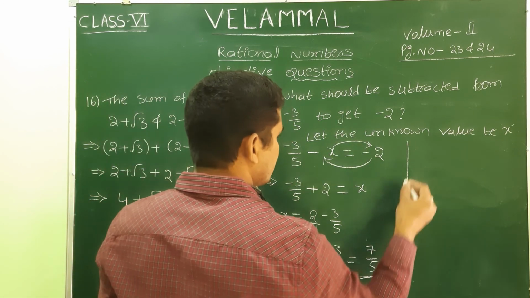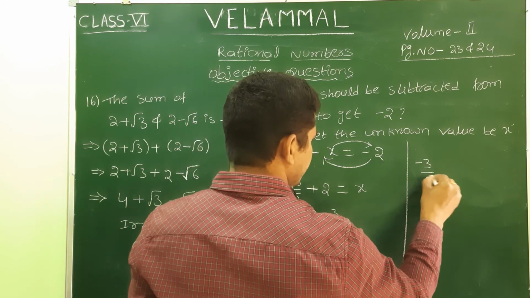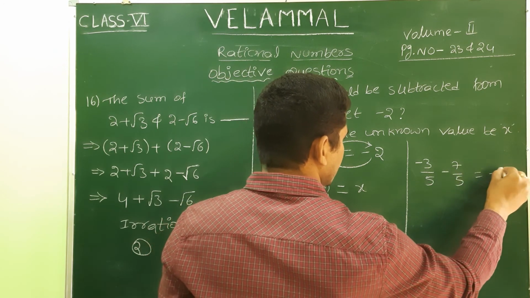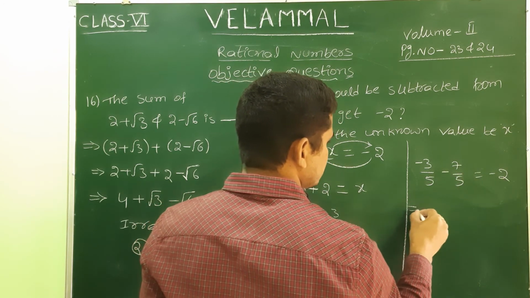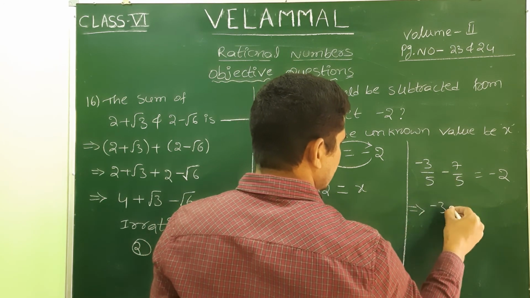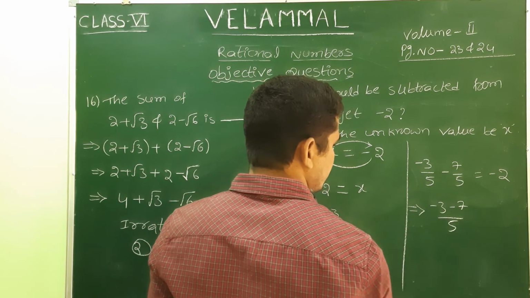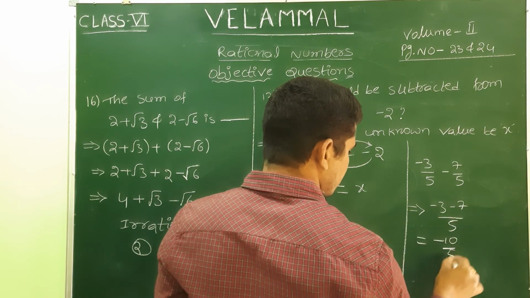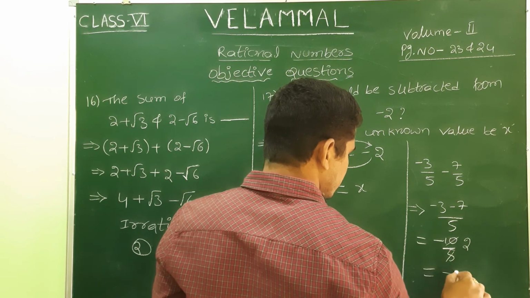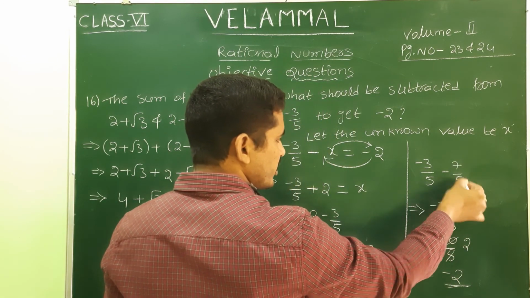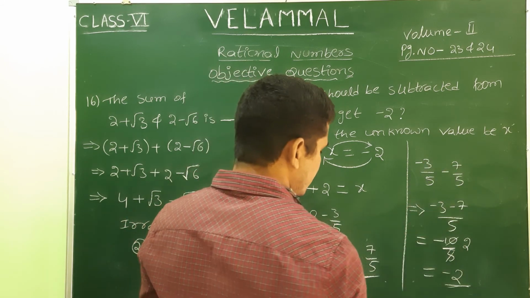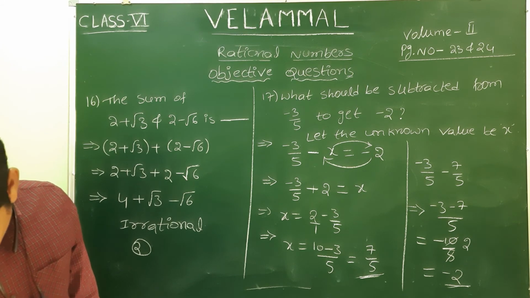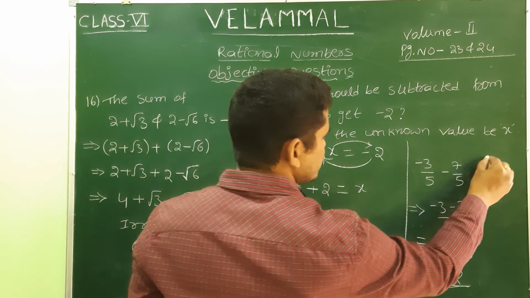We will check that. From minus 3 by 5 we need to subtract 7 by 5, then we will get minus 2. So minus 3 and minus 7 with the common denominator: minus 3 minus 7 is minus 10 by 5, and minus 10 by 5 is nothing but minus 2. So if we subtract 7 by 5 from minus 3 by 5, we get minus 2. So 7 by 5 is the answer. That is the fourth option. Option 4 is the answer.